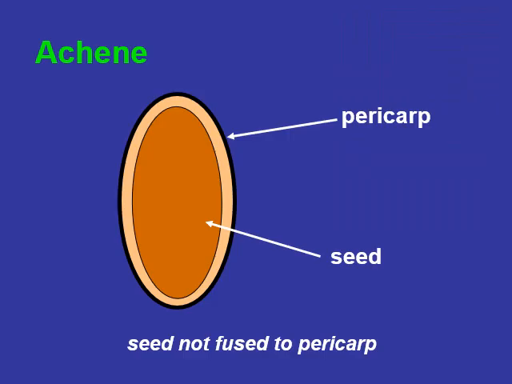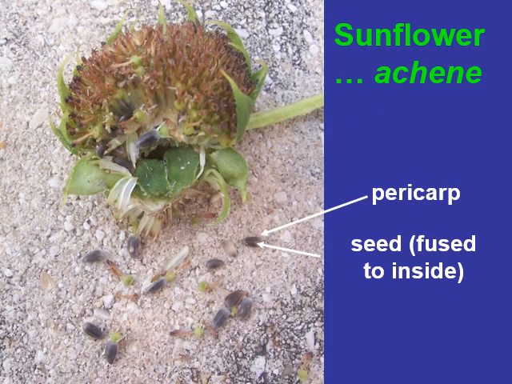Now, what's different about this? The only difference is the seed isn't connected to the pericarp. So if you pick this thing up and shook it, it would rattle a little bit. You could hear the loose seed kind of bouncing around inside the pericarp. Now, an achene is kind of interesting. A sunflower makes an achene.